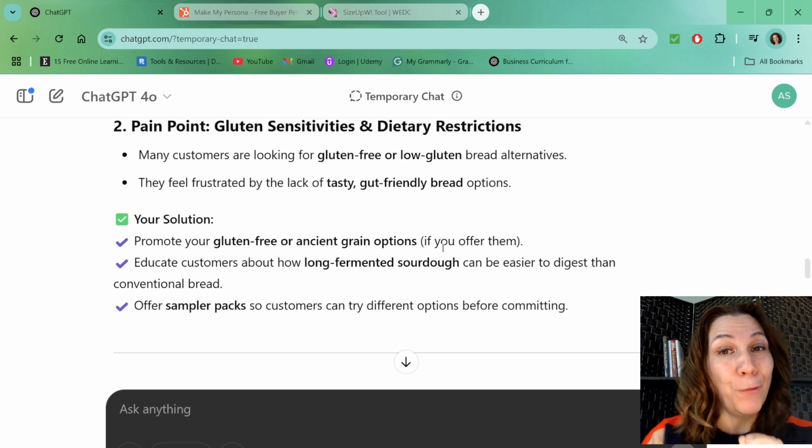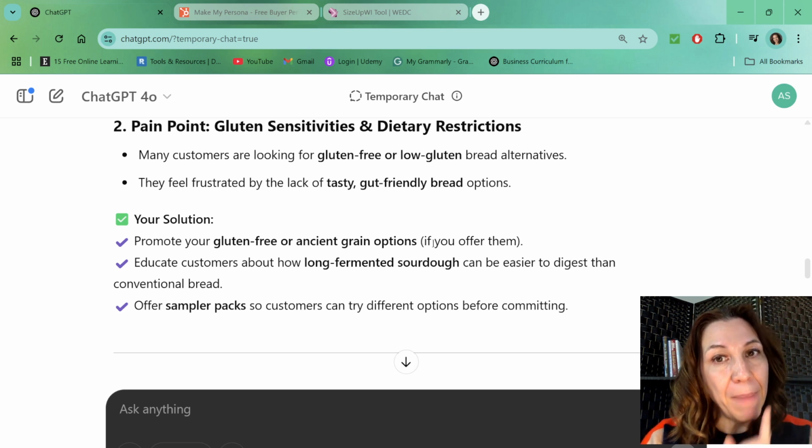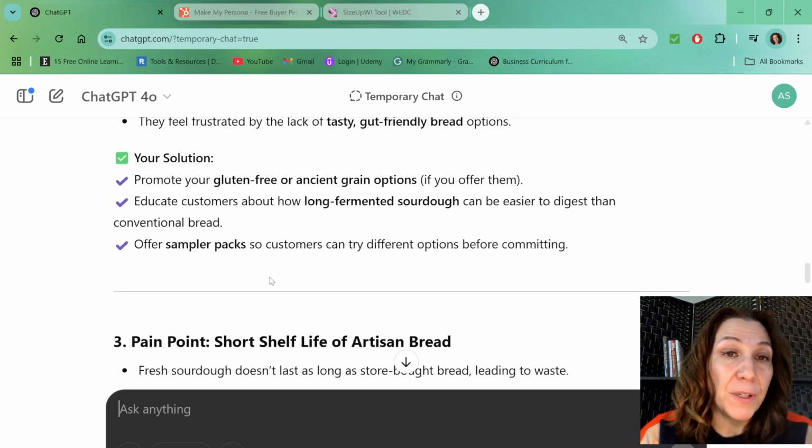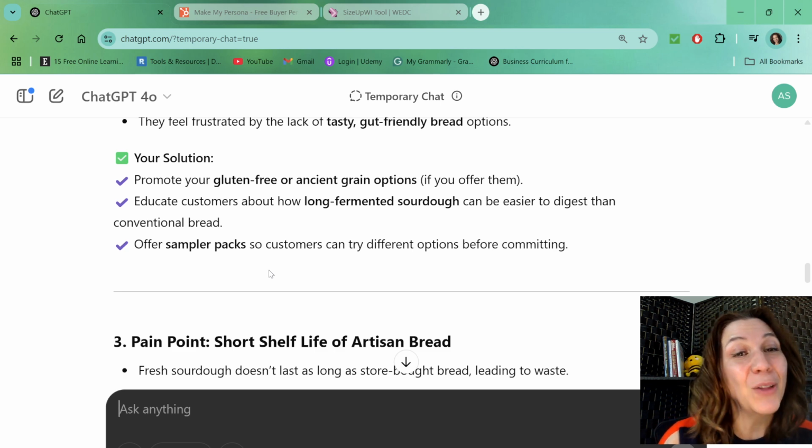If you offer them, great. If you don't, maybe this is a gap in the market you would like to fill. And you can maybe offer sample packs, because sometimes people want to taste your product, especially in a bakery. They would like to say, okay, yes, all these good ingredients, but how does it taste?